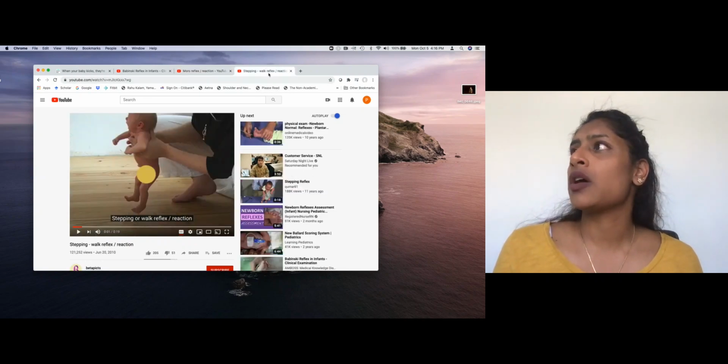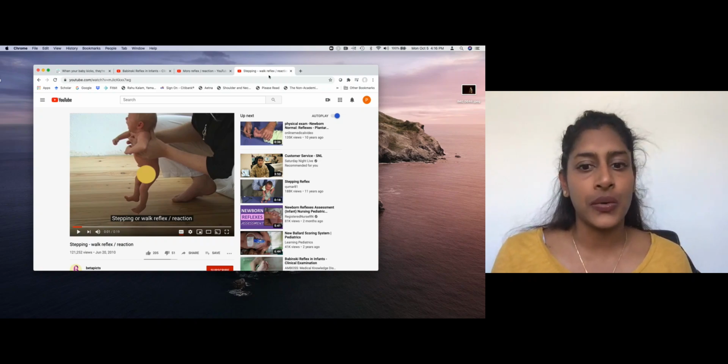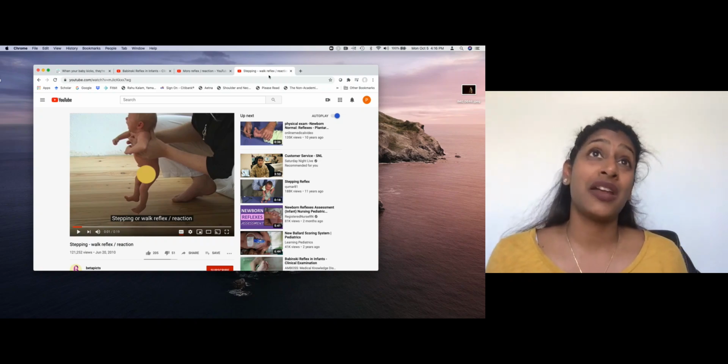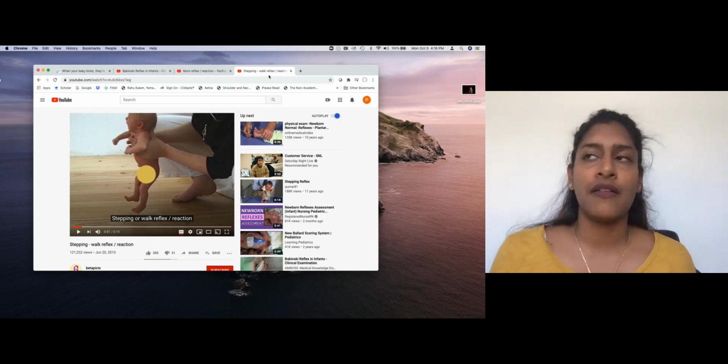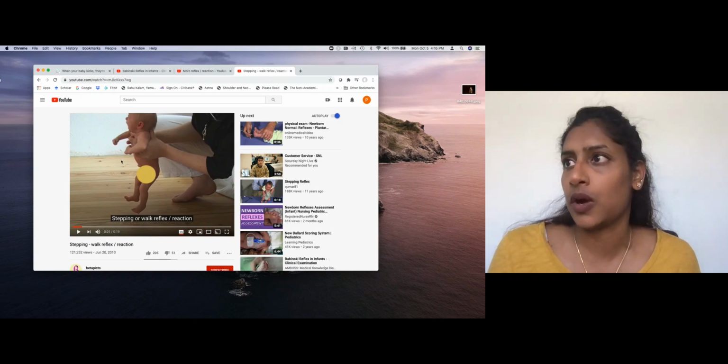And then this is our stepping or walking reflex. Again, remember, this is only going to be evident the first few weeks of life. You get into our third month, you're not going to see this anymore. Actually, even into the second half of the second month, you're not going to see this anymore.